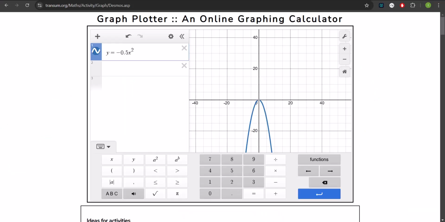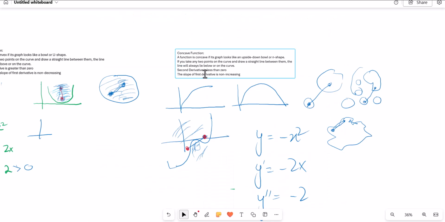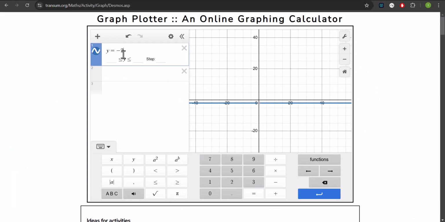Now we will confirm it. Minus 2, it is less than 0. And the slope of the first derivative is not increasing, or we can say that it is decreasing. So we can see that the slope of the first derivative is decreasing.